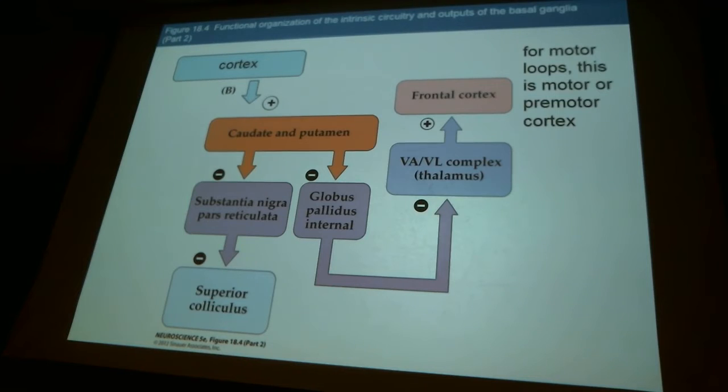Okay, same thing, a little bit bigger. And just to add another element, the cortex, we said, provides input to the caudate and putamen. Caudate and putamen send an output to the globus pallidus. This sends an output to the thalamus, which sends an output to frontal cortex. And for what we're going to term the motor loops, the motor component of the system, this output is to motor or premotor areas. So there's a very specific loop to that.